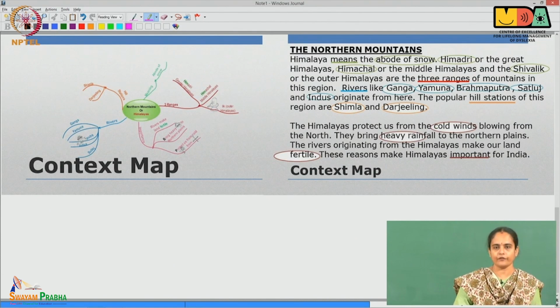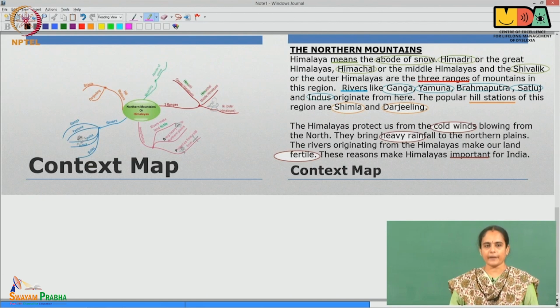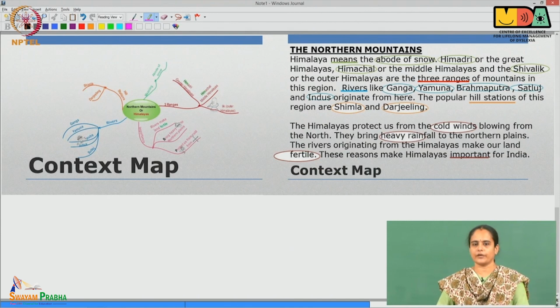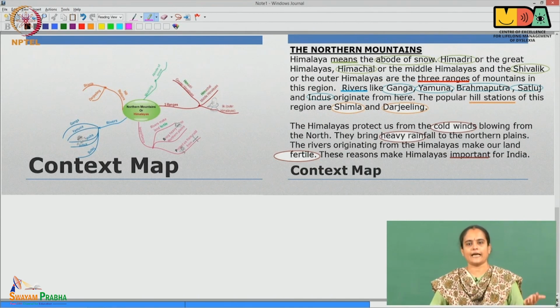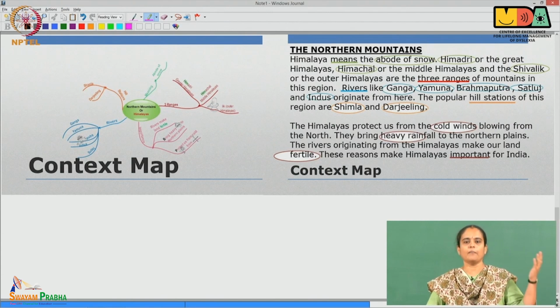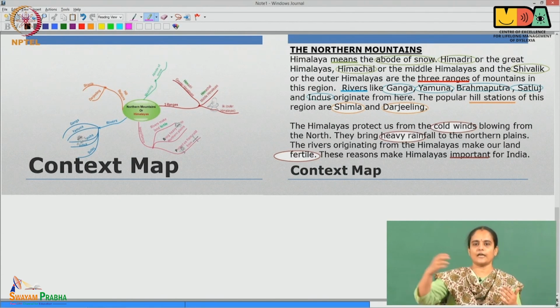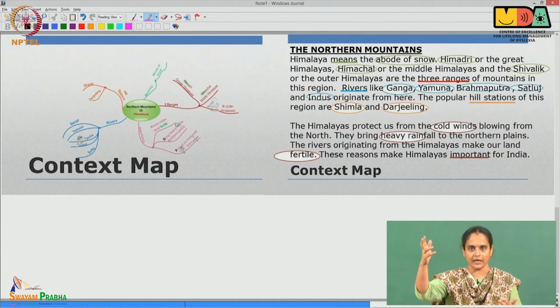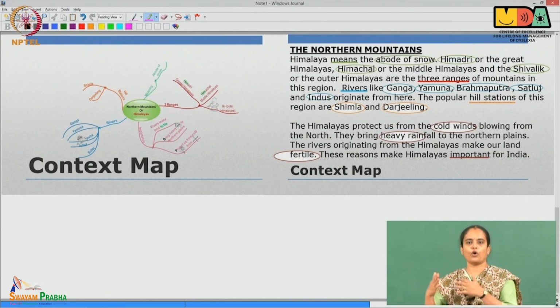Then you will have to follow it up with writing in the form that they are expected to do in an exam. The main advantage of using a context map is that once the child is very comfortable using the context map, he would be able to retrieve answers for all types of questions. Say for example, if there is a fill in the blanks asking Himalayas means, he would just go to the arm that says meaning and he would pick up and write abode of snow.